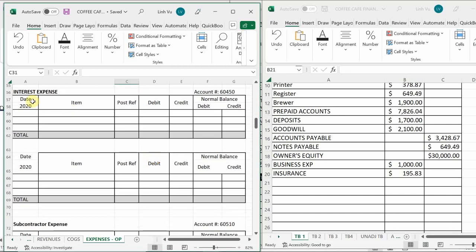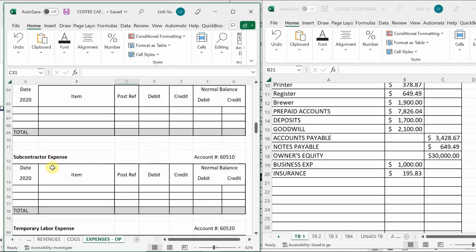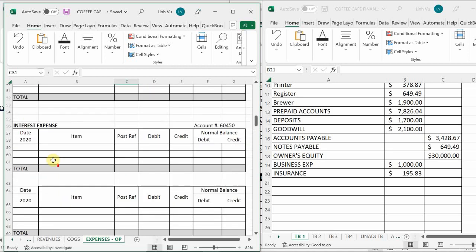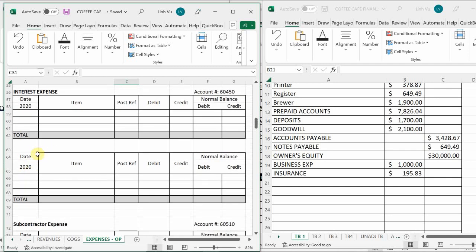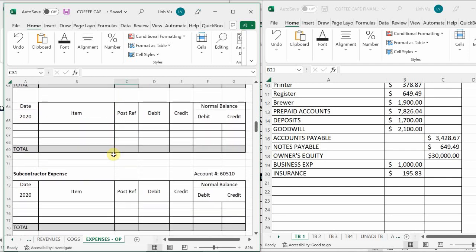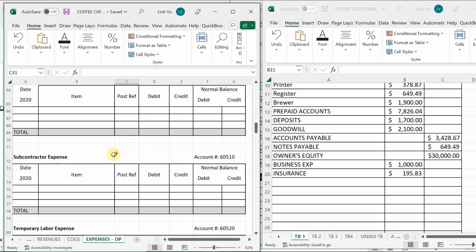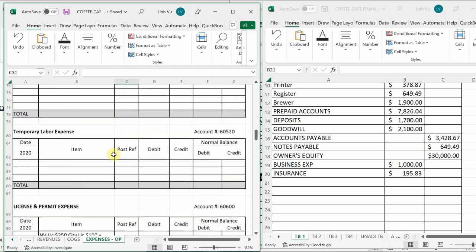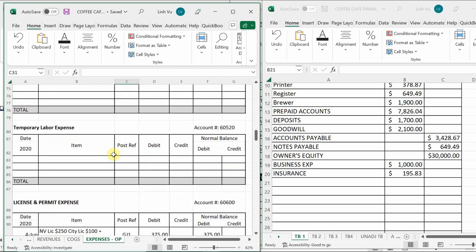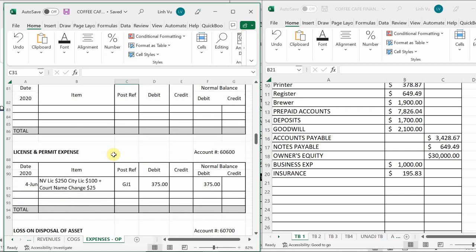So nothing there. Now this one is supposed to be your labor expense. If you have the time to fix it, I'll show you what to do later on when we get to labor expense. But in this case, this account here is labor expense, and under labor expense is going to be your subcontractor expense and your temporary labor expense. So in this case, we haven't incurred any.